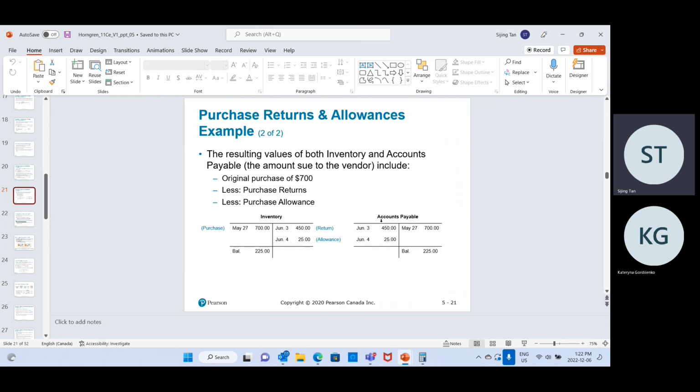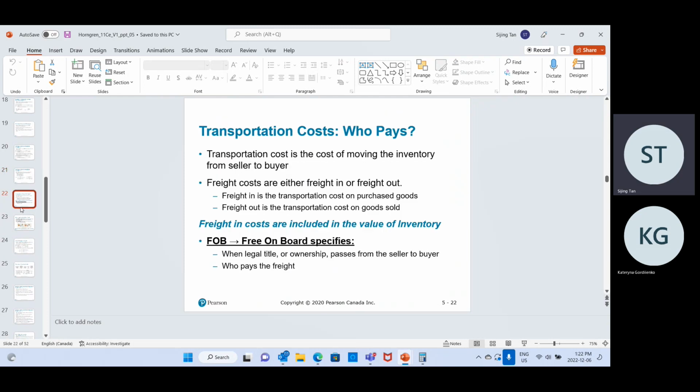In the same way, accounts payable should be equal to our inventory. We have our May 27 purchase of 700, which is on the credit side because it's a liability. A liability increase goes under the credit side in the T account, on the right side. Then the return of 450 decreases our liability, so it goes on the left side, and then the $25 allowance received from the seller also decreases the liability. Our balance for accounts payable will be 225, which equals the balance of the inventory. That is how they affect each other.